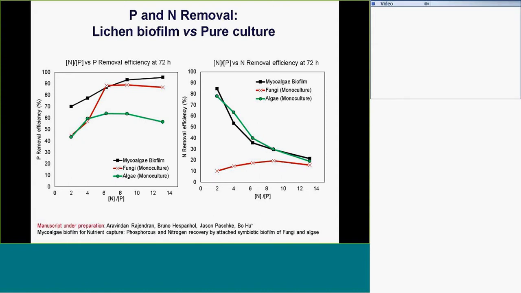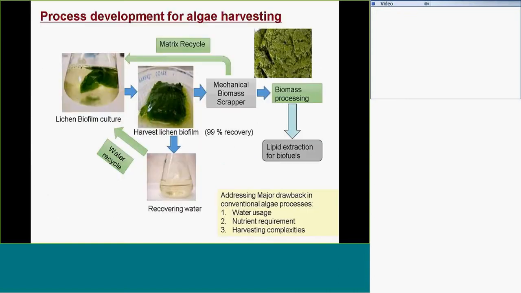The algae alone, the fungi is able to remove 20% nitrogen. When put together, they could remove nitrogen as high as 90%. This is one case study for the algae fungi co-culture and biofilm formation.